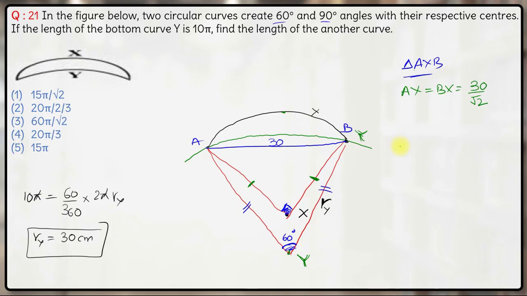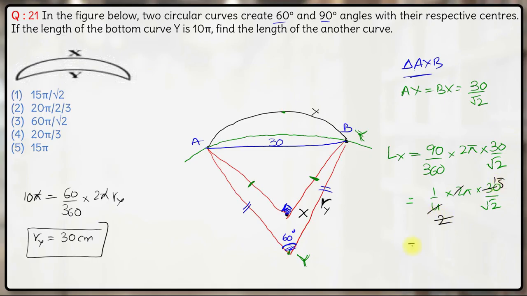So the length of the arc X will be equal to theta by 360 into 2 pi r, where r is 30 by root 2. So this is 1 by 4 into 2 pi into 30 by root 2. So we have 4 and 2 gets cancelled out. This is 2. This becomes 15. So this comes out to be 15 pi by root 2. Okay. So the correct answer for this question is option 1, 15 pi by root 2. So that's it for this question. Thank you.